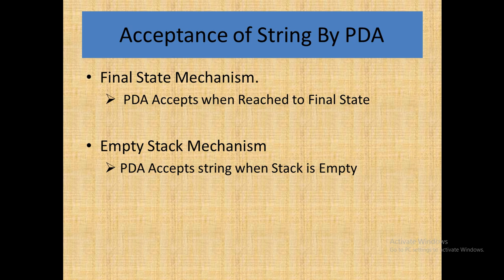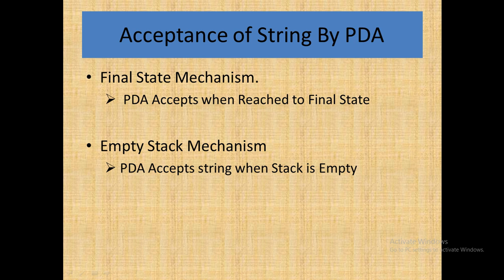Now we'll move to the next, the ways of acceptance of a string by the PDA. How will my PDA accept a string? Basically there are two ways by which we can construct the PDA and set how the strings are going to be accepted. The first is the final state mechanism. In the final state mechanism, the PDA accepts when it reaches the final state. Whenever we construct the state diagram, if the input ends at the final state, that is a double circle, then I will say that the PDA is accepting that string.